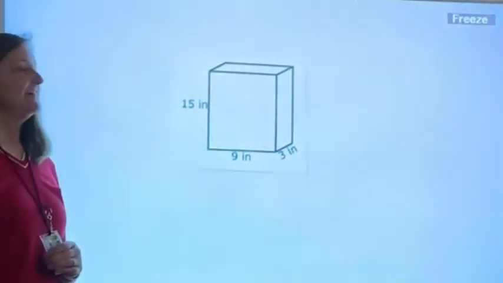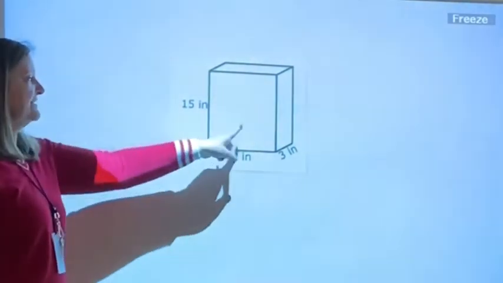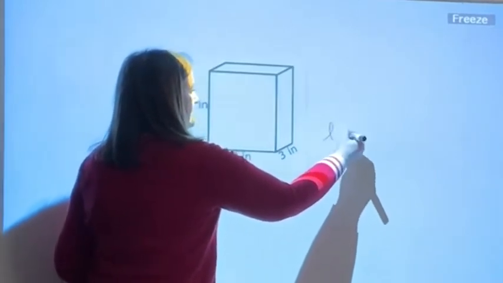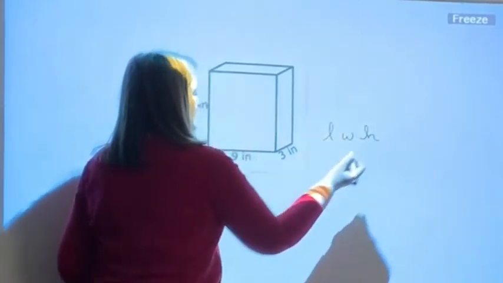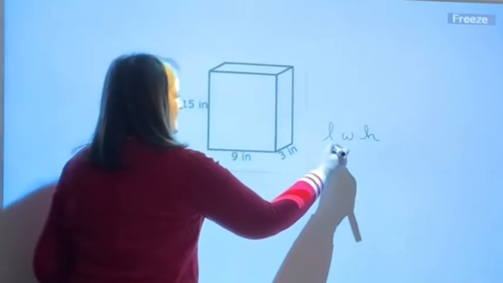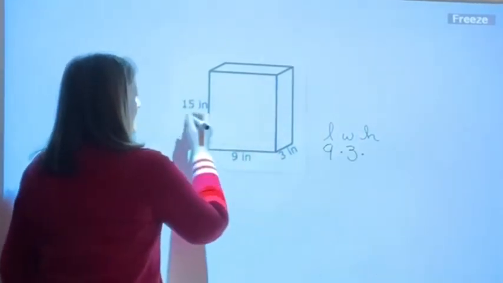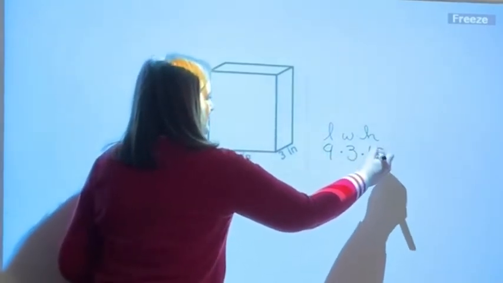Okay, another way that you're going to see volume is like this without the cubes on it. But again, we just take the length times the width times the height. The length here is 9 inches. The width is 3 inches. And the height is 15 inches.